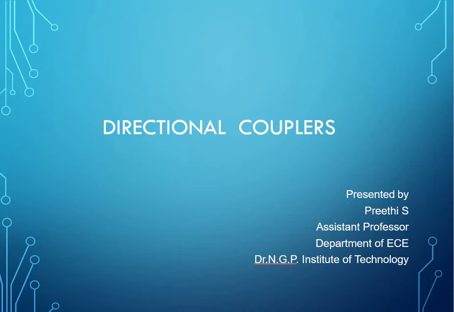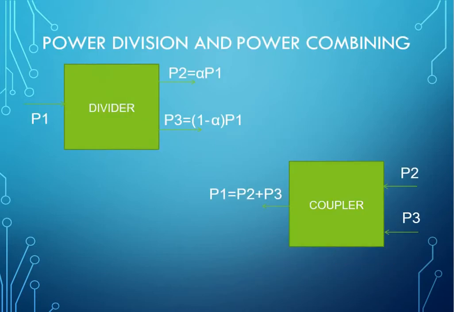Before going on to directional couplers, we should know the purpose and the meaning behind power division and power combining. So in microwave components, consider P1, a power, is given to a divider. It gets divided into two different powers, P2 and P3, where P2 is equal to alpha into P1 and P3 is equal to (1 minus alpha) into P1, where alpha is a directional constant.